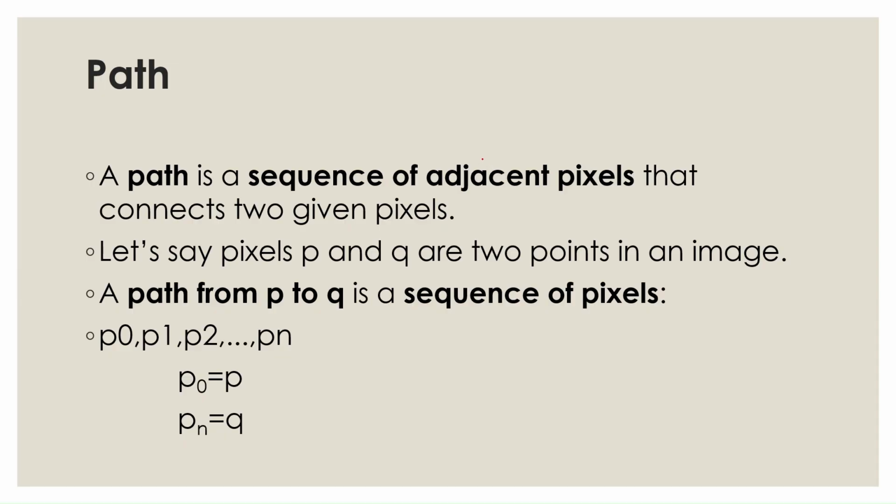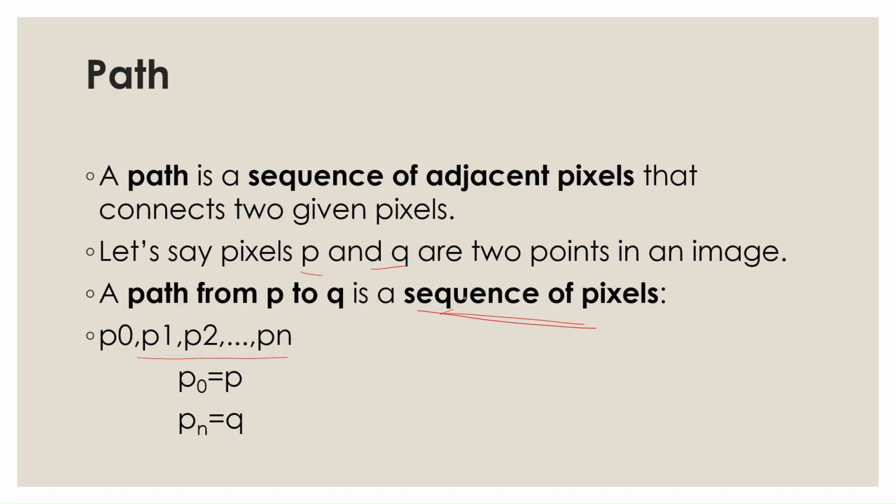Now let us consider the path. What is a path? A path is a sequence of adjacent pixels that connects two given pixels. Now let us say we have two pixels P and Q, and these two pixels are 2 points in an image, and if we are going to create a path, then a path is nothing but a sequence of pixels. The sequence of pixels contains P0, P1, P2 up to Pn. So all these pixels together are called a path. P0 represents the starting pixel and Pn represents the ending pixel.